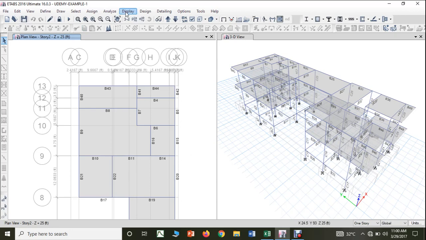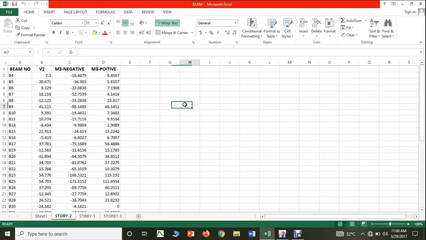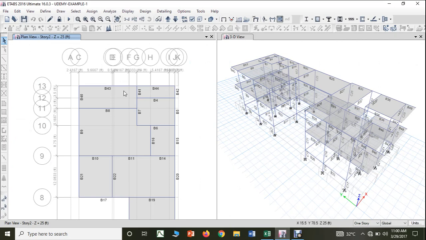So now I am in the story 2. Let us complete the grouping of the story 2. Now I am in the story 2, so let me go to the story 2 now. In that you can see that if you go to this, you have beam 43 and beam 44.